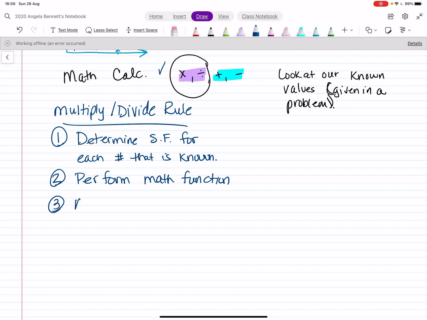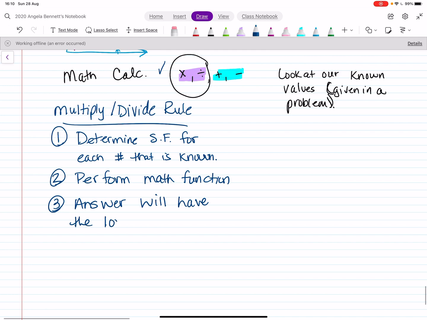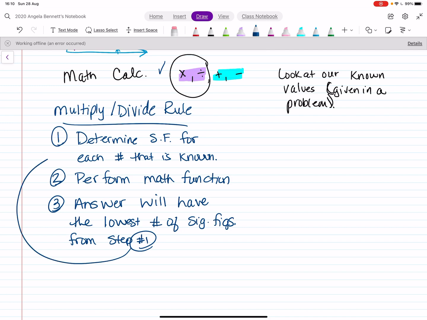And then step three, when you write your answer, your calculator will give you an answer. Sometimes your answer has like 6, 7, 8, 9, 10 decimal places on it. You are more than likely not going to need that much. So your answer will have the lowest number of sig figs from step number one. Whatever you determined for how many sig figs you had in your knowns, that's how many you would write your answer with.